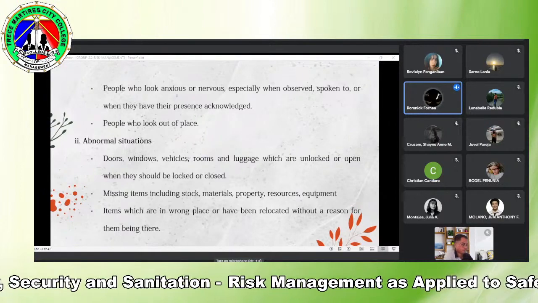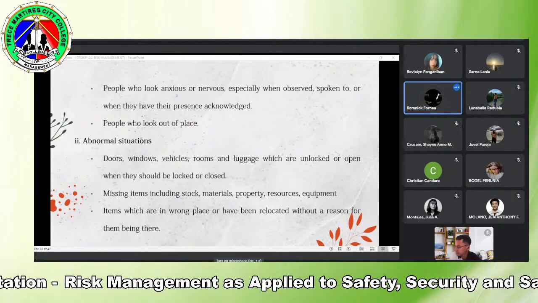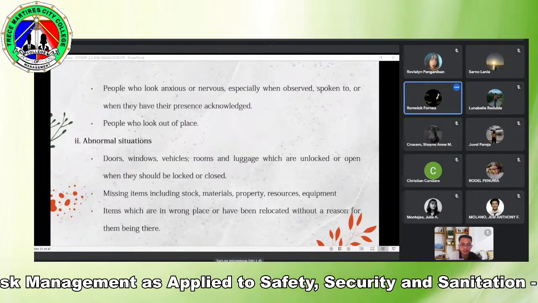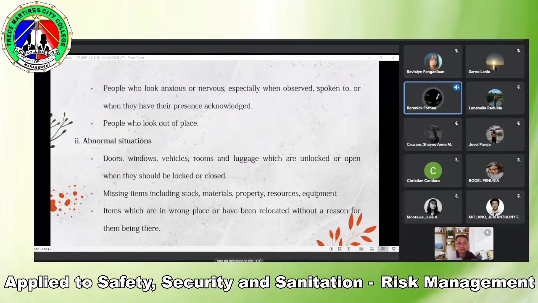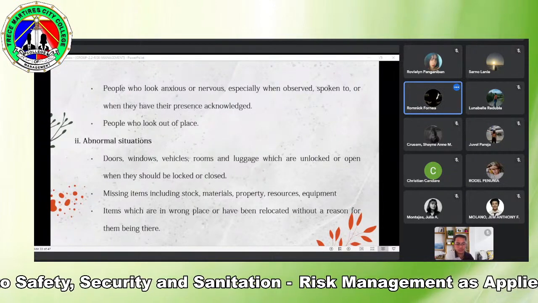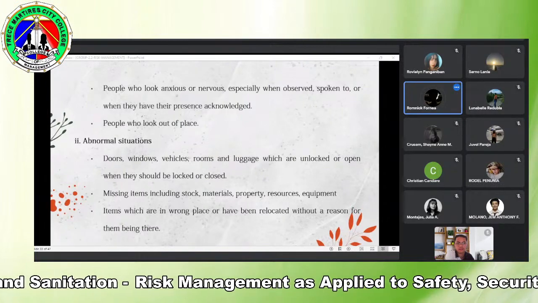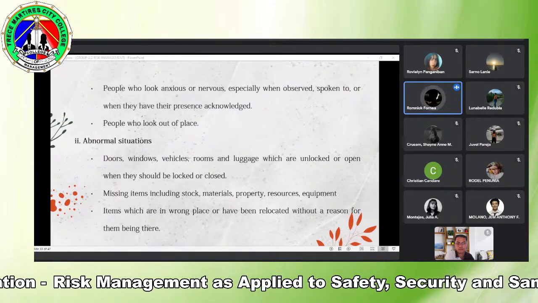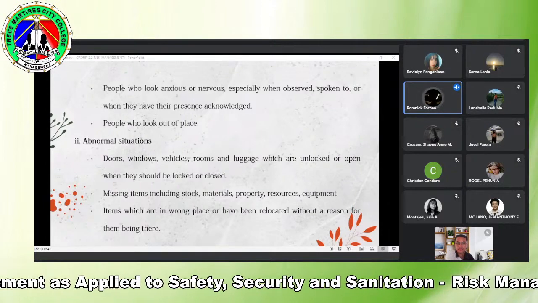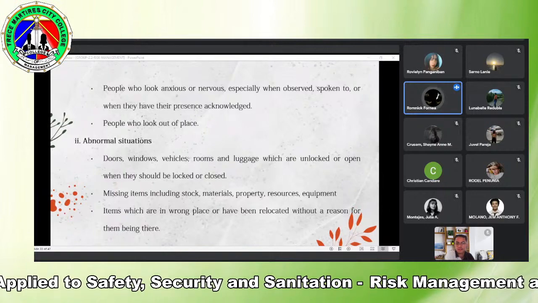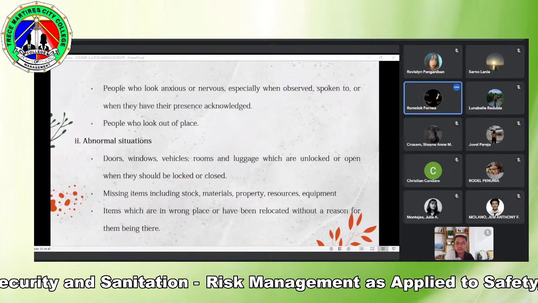Next is missing items including stock, materials, property, resources, equipment. So ayun nga, once na nag-succeed yung stranger sa mga ginawa niya, maaaring yung mga importanteng things na nasa iyo, for example dito is yung mga nakatago mong pera, alahas, or yung iba pang kayamanan. So kailangan dapat yung mga yon is nakasecure talaga sa bahay or sa kwarto.